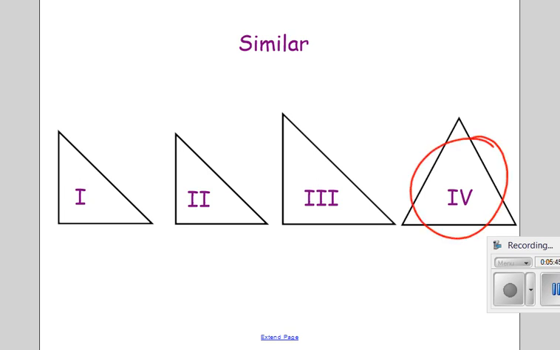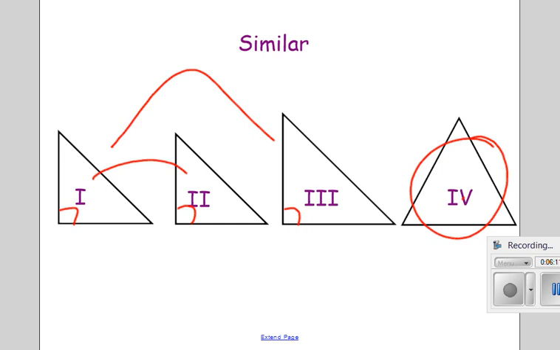Triangle 4 is not the exact same shape, right? These all have right angles, 1, 2, and 3. They all have those right angles, and this one clearly does not have a right angle. So it is not similar. But what we do see is 1, 2, and 3 are similar. 1 and 2, in fact, are actually congruent, but they are similar with 3. And so same shape, but different sizes.